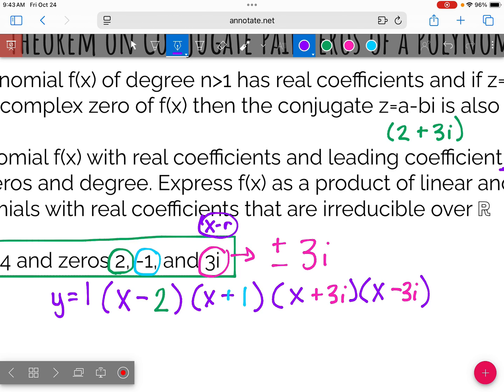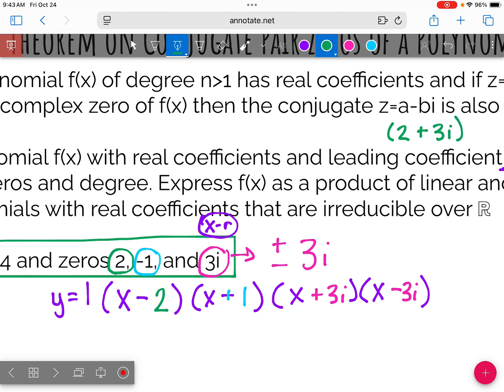Because imaginary roots always come in pairs. This degree 4 helps us remember that we need to do that, because I need to make sure we get 1, 2, 3, 4 x's. To make this irreducible over the real numbers, I need to get rid of the i's. We're not getting rid of any other pieces. We're not going fully out to standard form. I'm just going to multiply my pieces that have i's together.